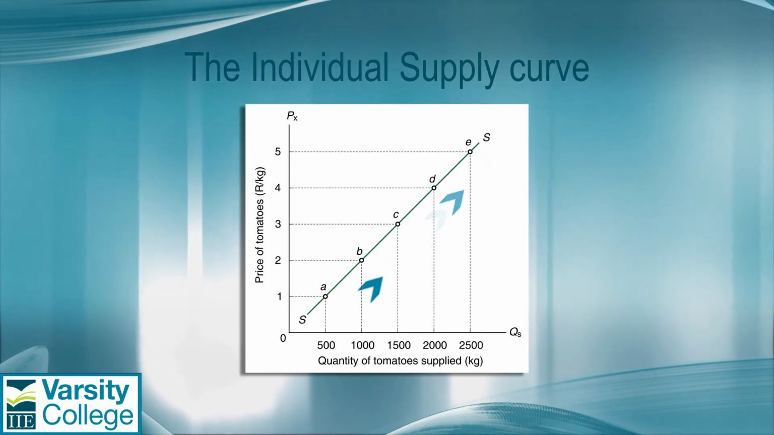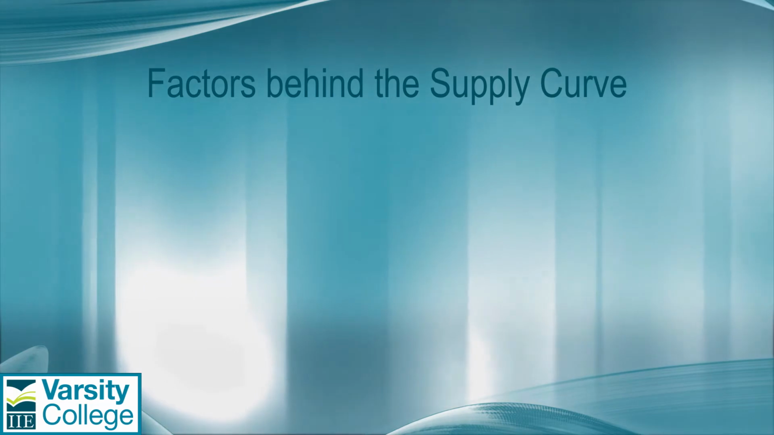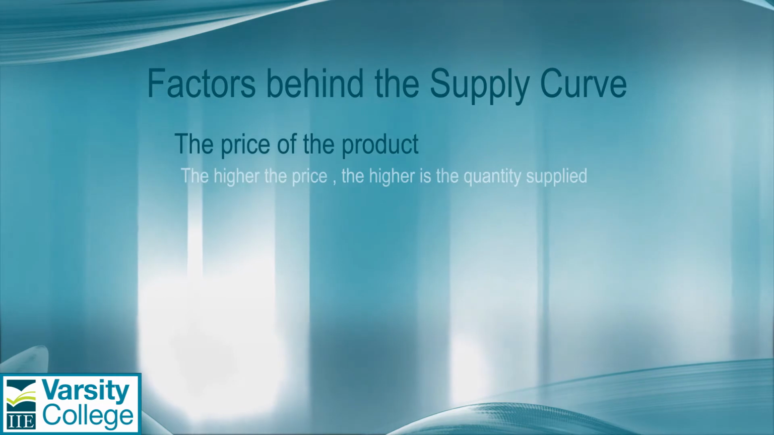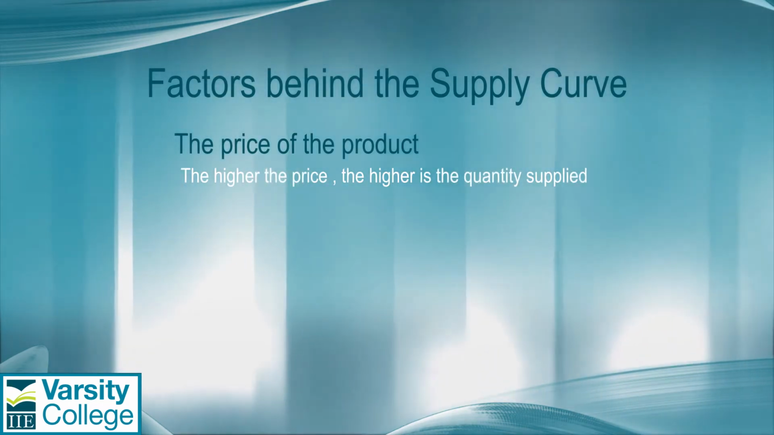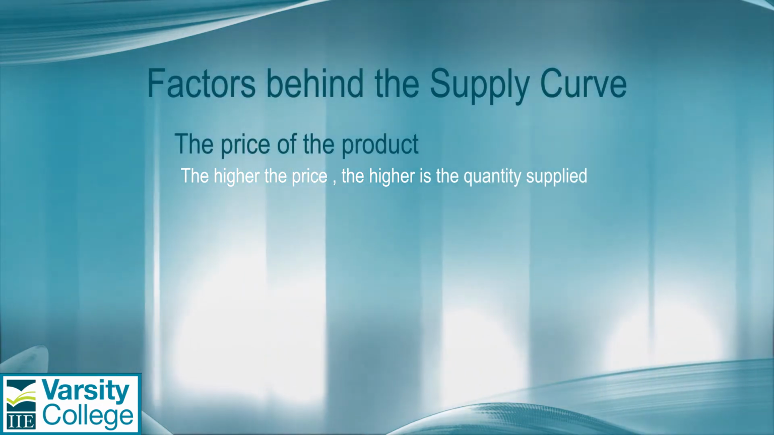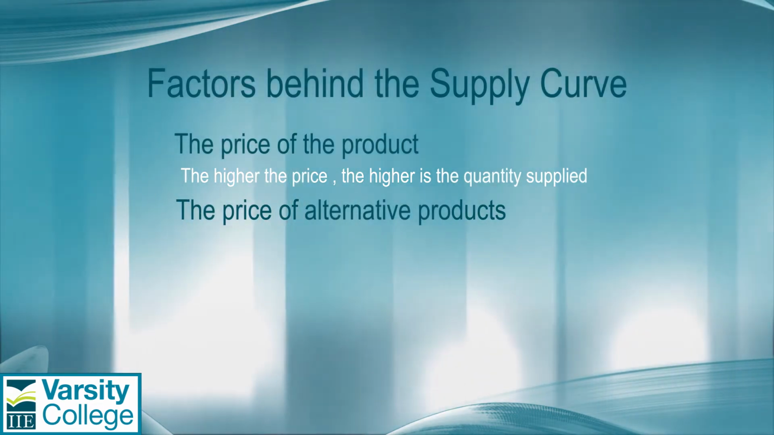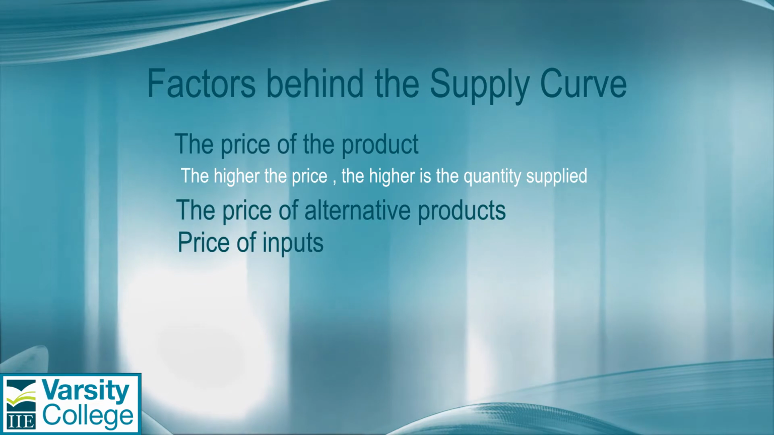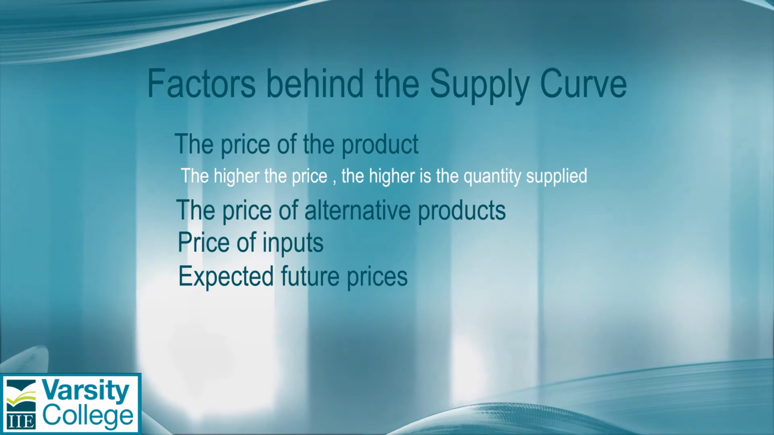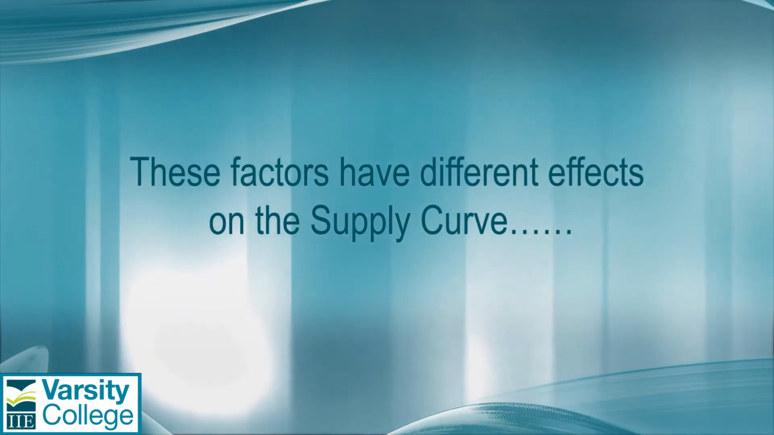What then are the factors that lie behind the supply curve? As with the demand curve, the price of the product is the most important. The higher the price, the more quantity of a product that will be produced by the producer. Other factors include the price of alternative products, the price of inputs, and the expected future price of the goods being made. These factors, as with the demand curve, each have different effects on the supply curve.